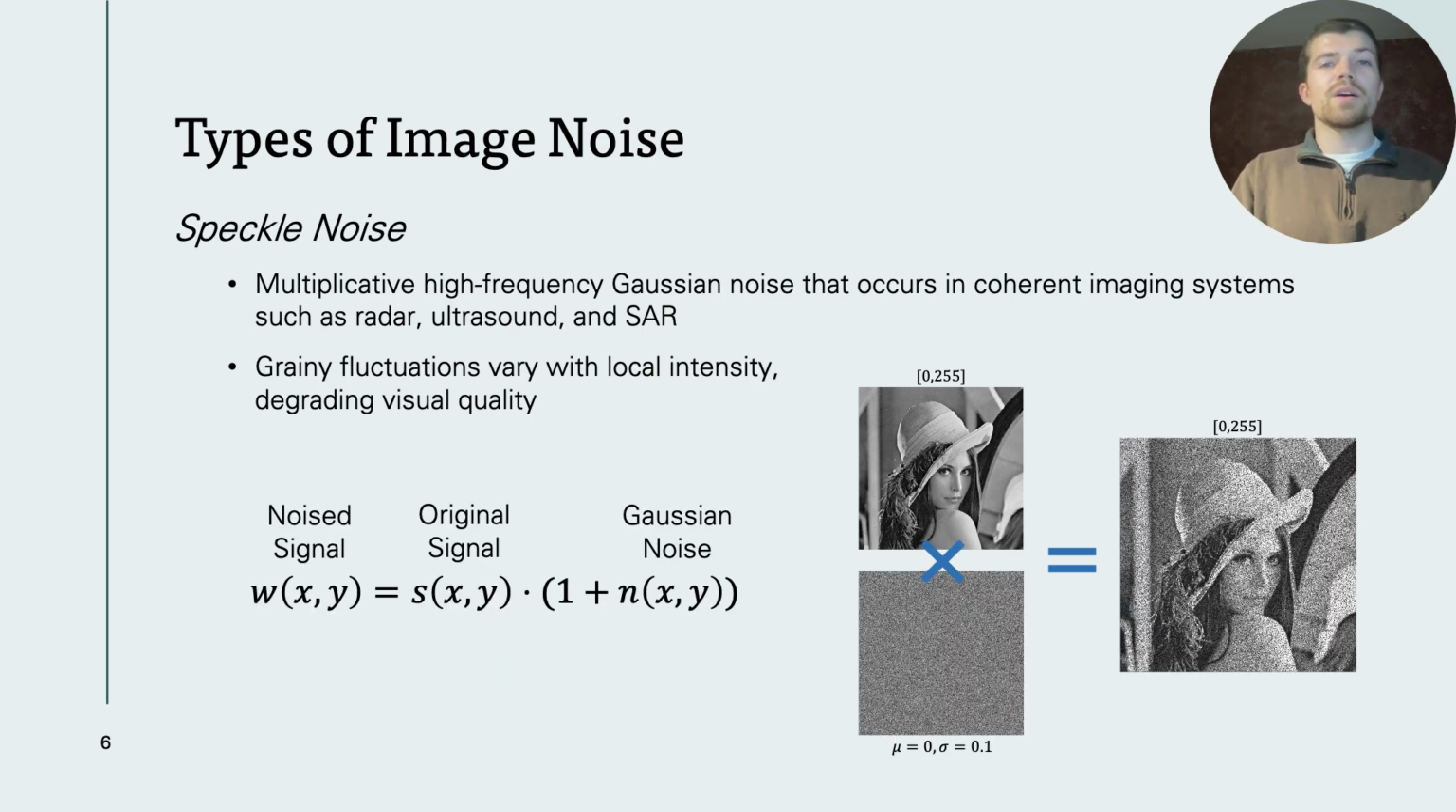Speckled noise is most often seen in radar and ultrasound images. It's more complex because it multiplies the pixel values rather than just adding a random variation.